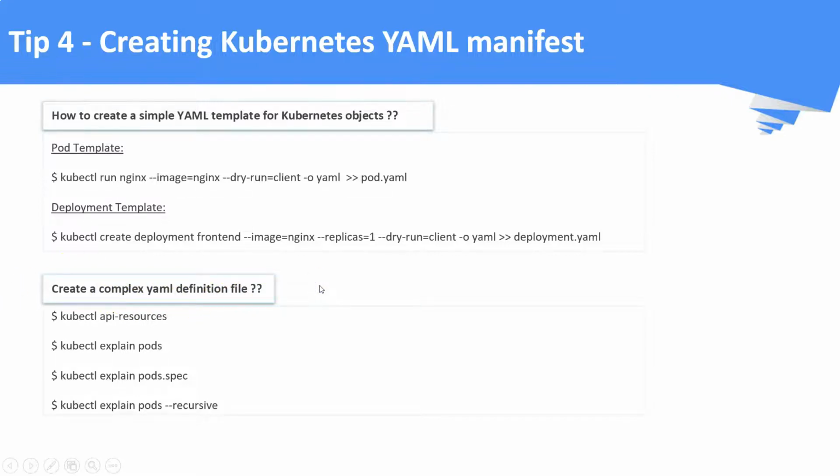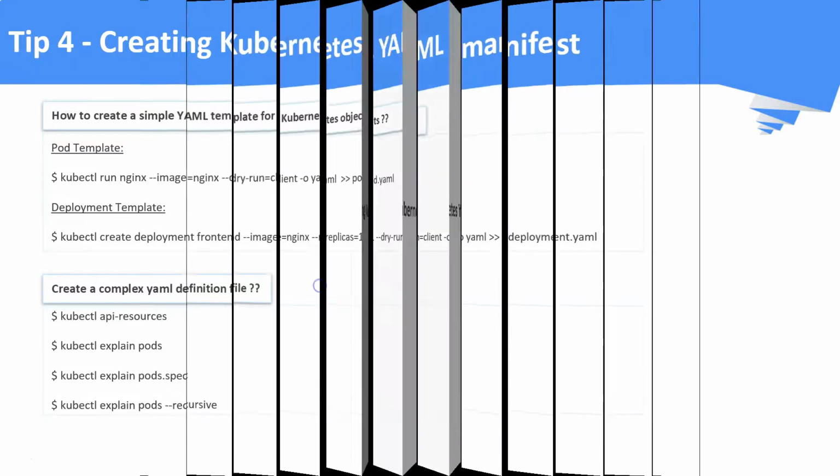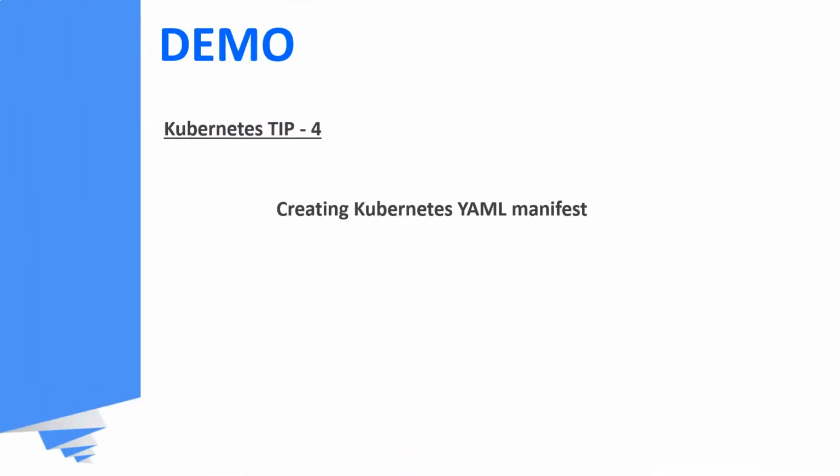What I can suggest in the case of a complex definition is, first we can create a simple definition file, let it be pod, replica set, deployments, whatever it is. And on top of the simple definition, we can write all the complex specifications of that particular resource. Let us see how to create these things.